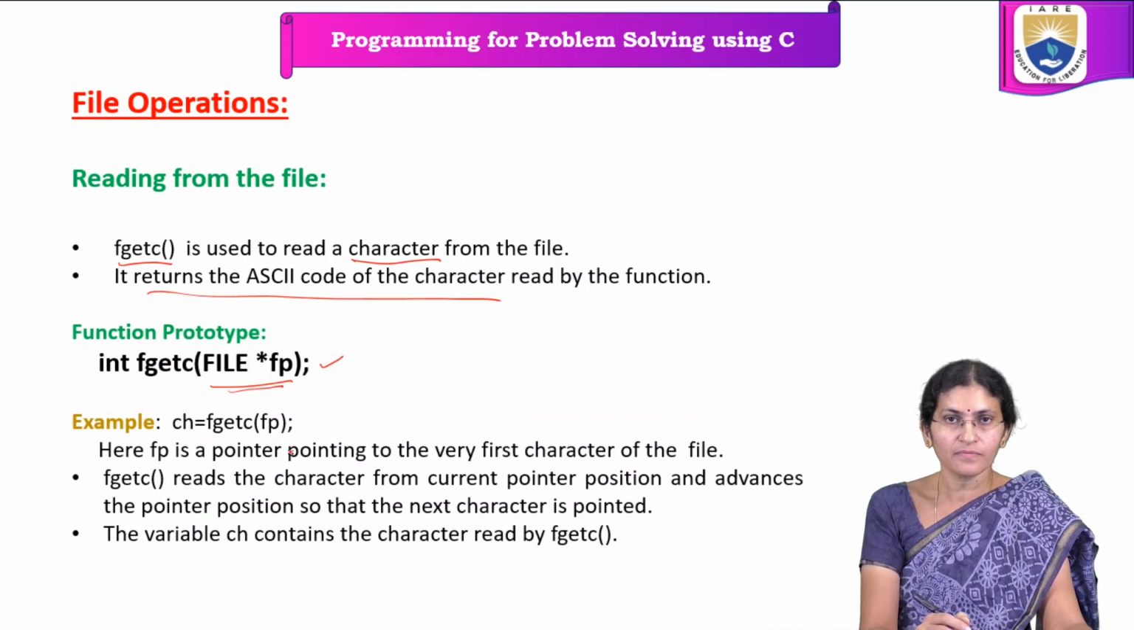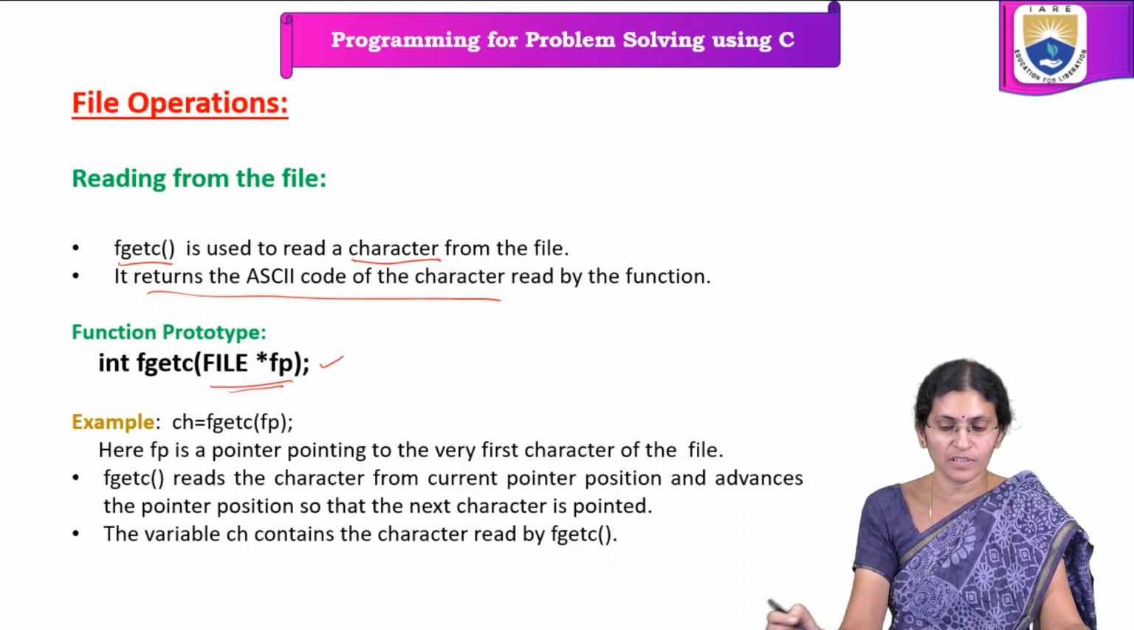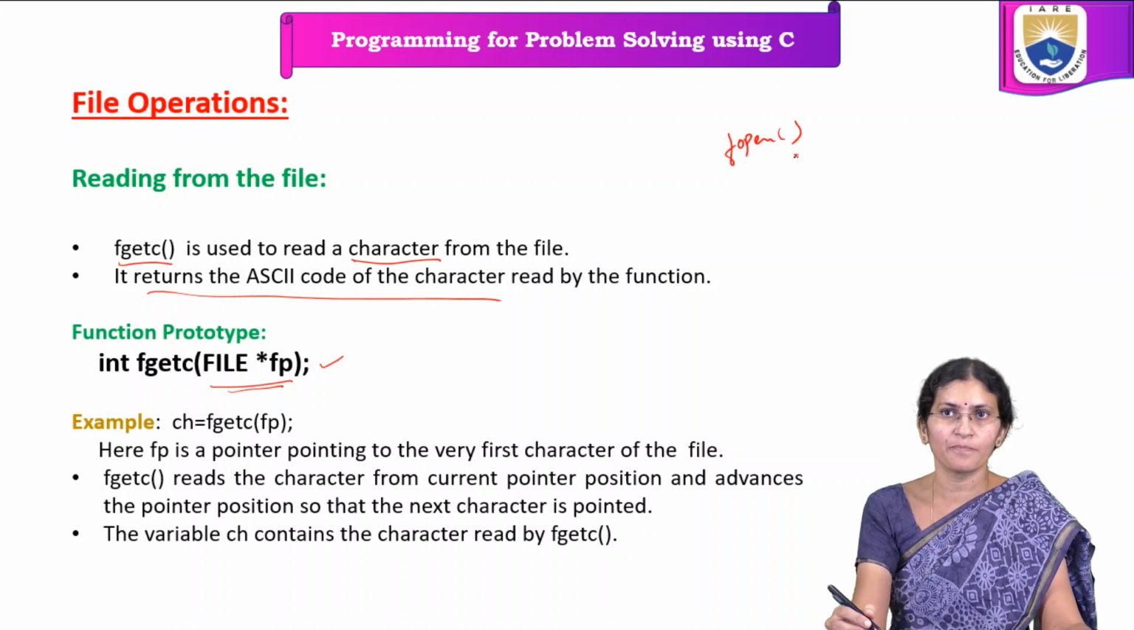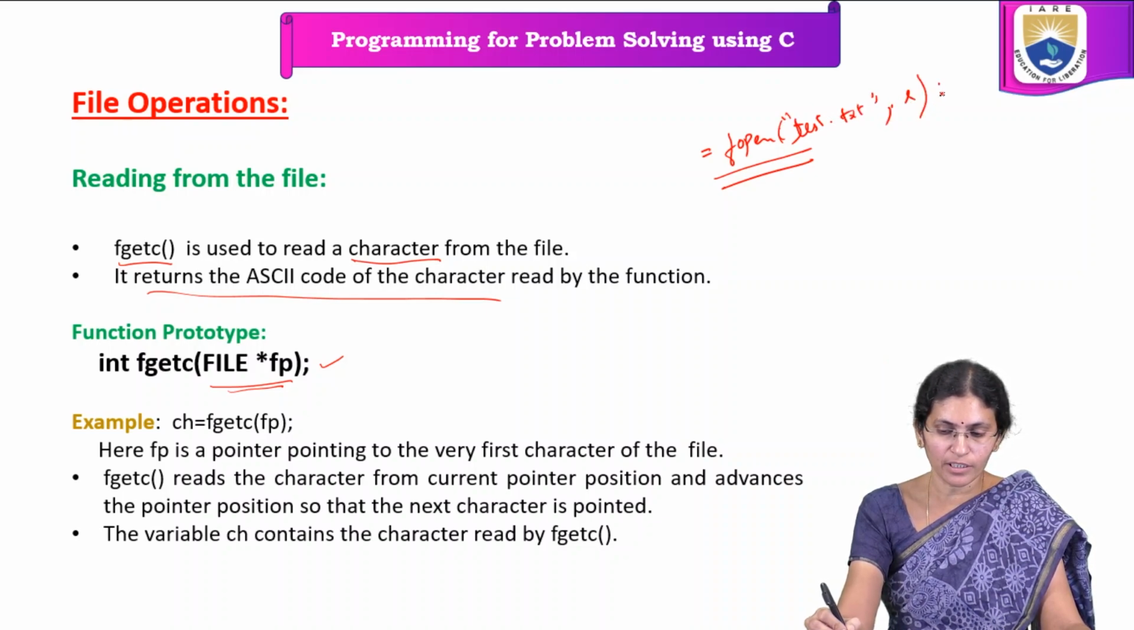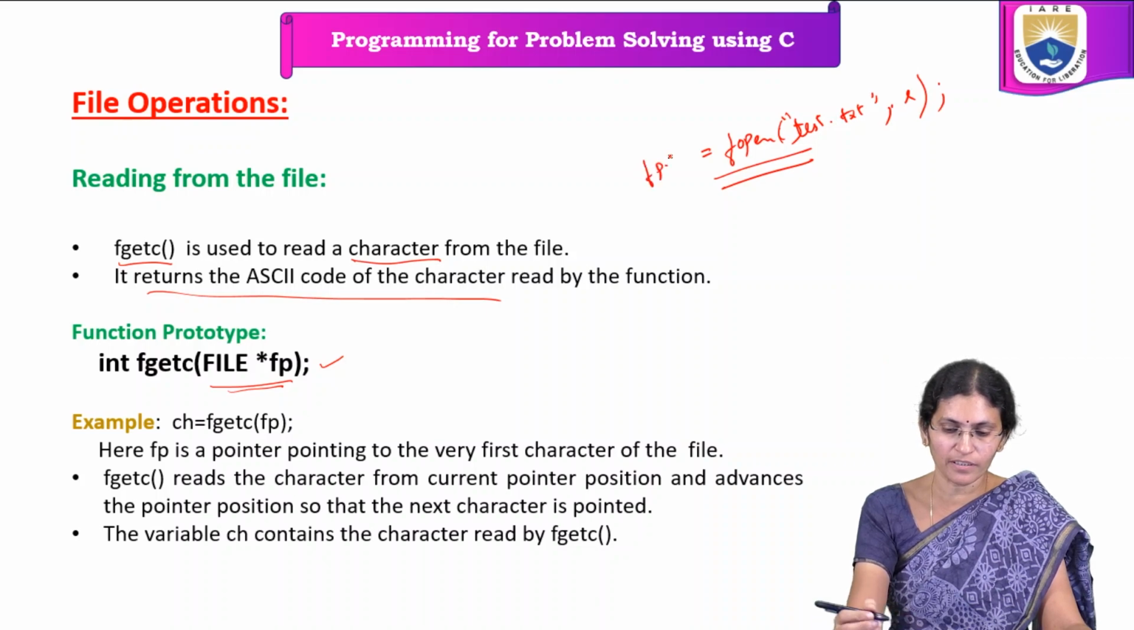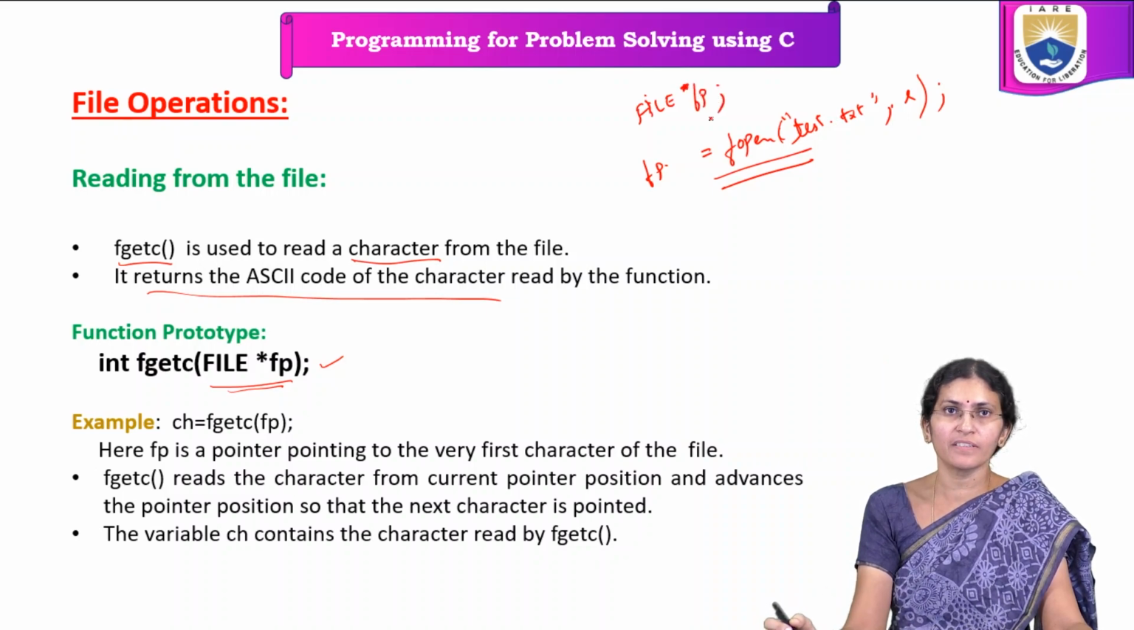In order to perform all these operations, first we need to open the file by means of the fopen function, giving the address of the file. Suppose we have the file test.txt. This is the file to be opened, and suppose we are opening it in read mode. Suppose fp is the file pointer, declared as star fp.